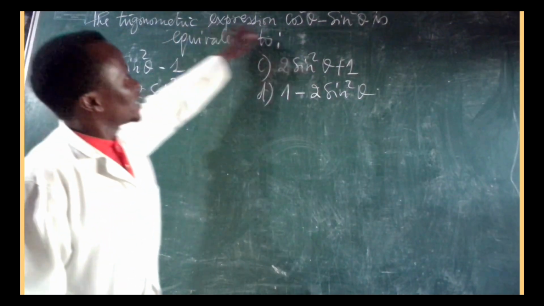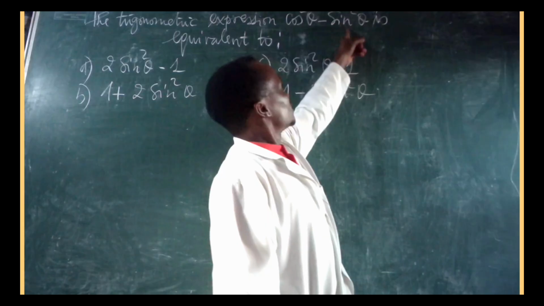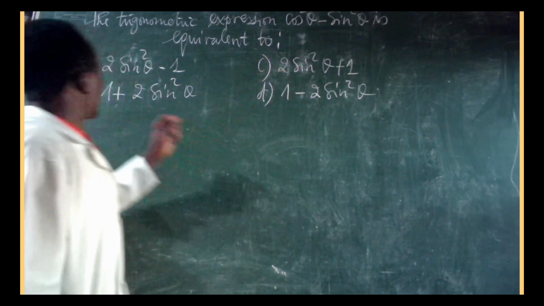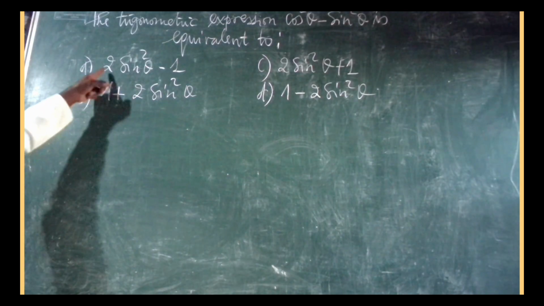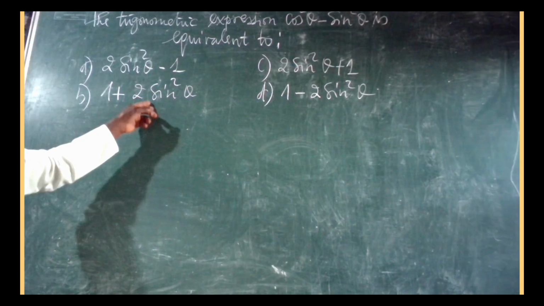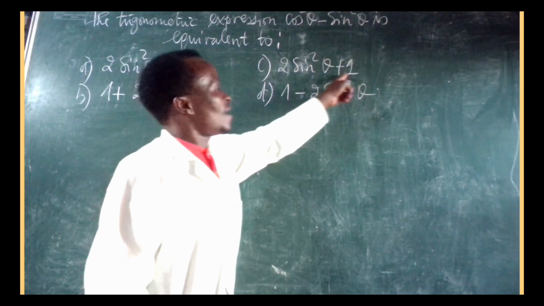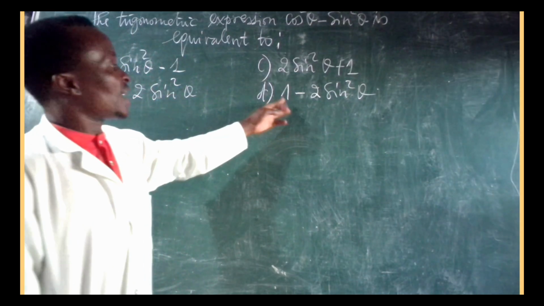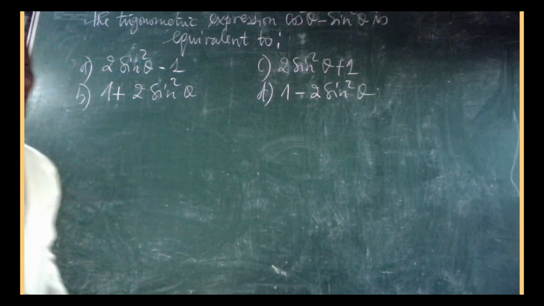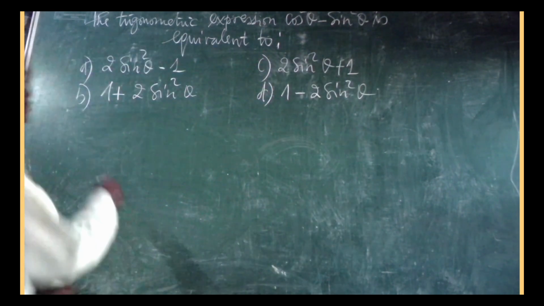The trigonometric expression we are given, cosine square theta minus sine square theta, is equivalent to which of these? A: 2 sine square theta minus 1. B: 1 plus 2 sine square theta. C: 2 sine square theta plus 1. D: 1 minus 2 sine square theta. So now allow me to write this one. We have been given this one.